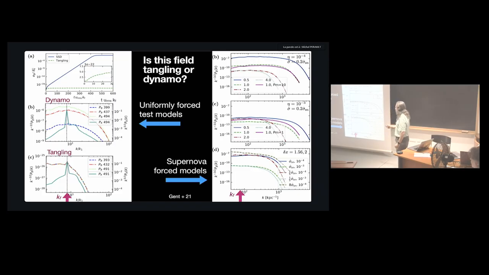When we then went and looked at our supernova-driven models, the forcing scale for supernovae is around 100 parsecs. And so if you look at this, we're not getting a dramatic drop-off right below 100 parsecs. It's extending over more than an order of magnitude beyond that. So we argue that that's a dynamo.